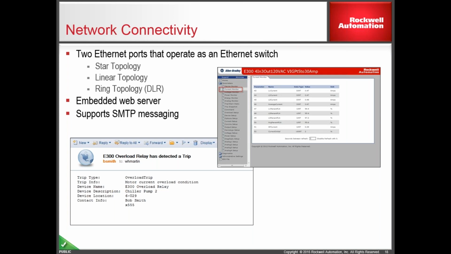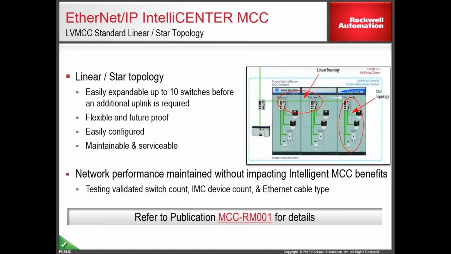And then one of the other things that I wanted to point out, and Andy mentioned a little bit earlier, is that we have the dual port Ethernet. So for your DLR topologies, it also supports the linear or star topology as well. And then one of the other nice features is that we support SMTP messaging. One of the things you can do is send email alerts. If you've got a trip, it'll send you an email saying that you have a trip, the time of it, and then you can even identify what area. So that's one of the nice features that we have.